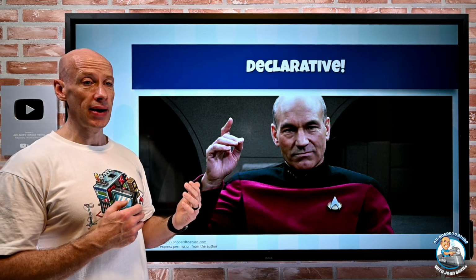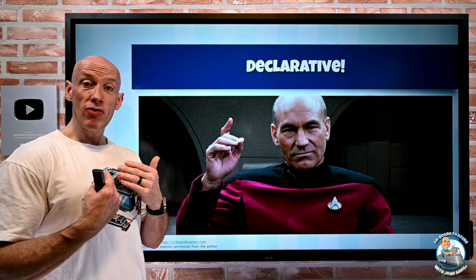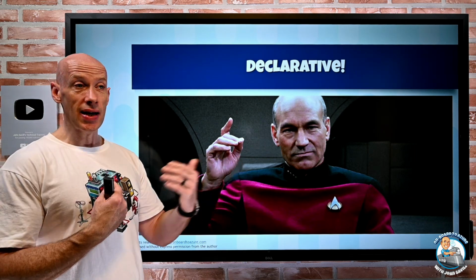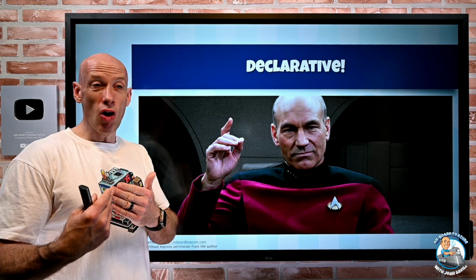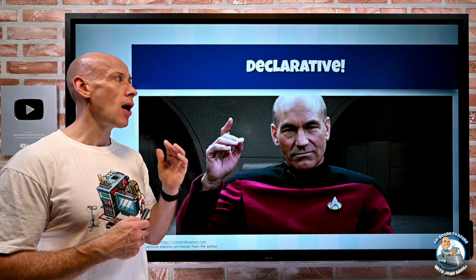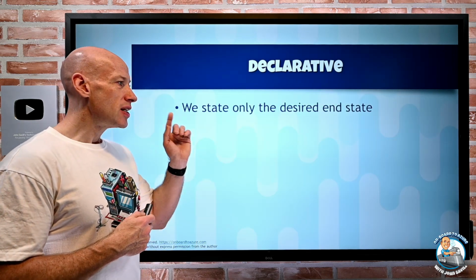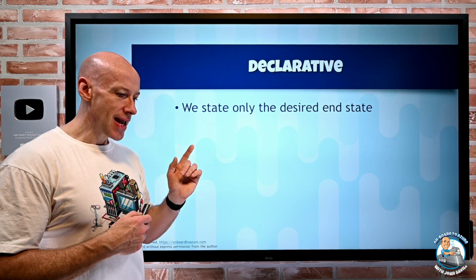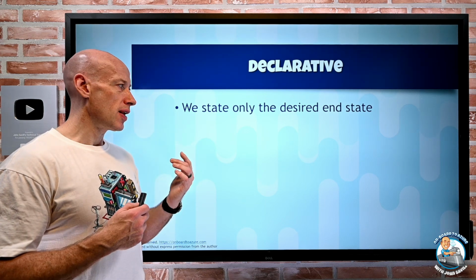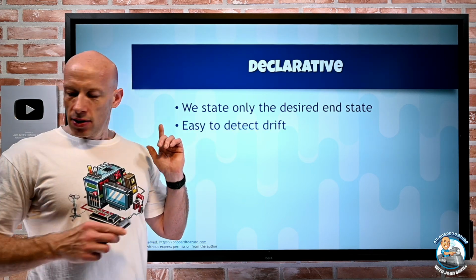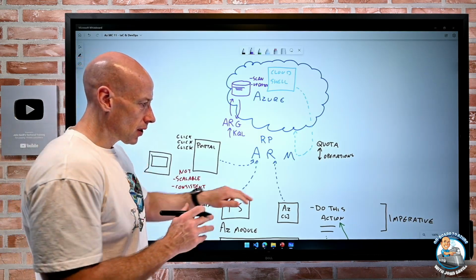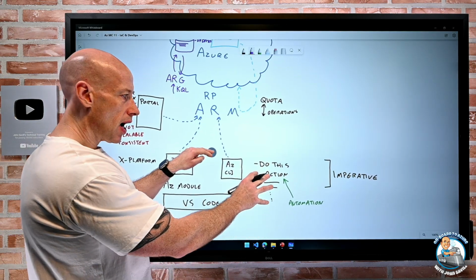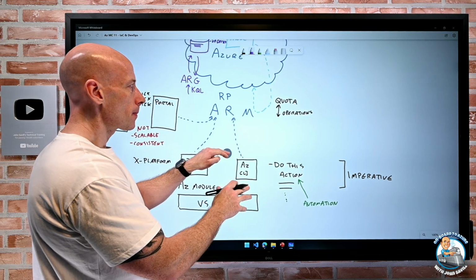It's your job to work out where we are today. Maybe the resource doesn't exist, so you need to go and create it. Maybe the resource exists, but it's got some configuration wrong. Change it to match what I want it to be. So we say only the desired end state. That's the whole point about this. So before we go any further, think about that. These are all imperative. I was saying do this action.